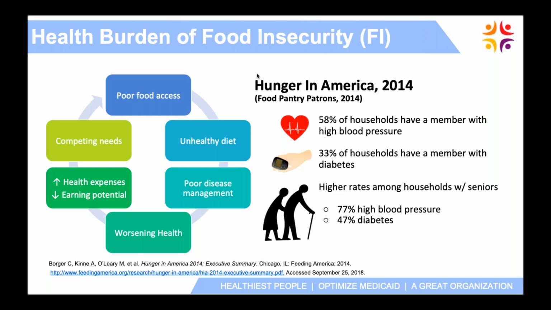So that same study that I mentioned, the 2014 Feeding America Food Pantry Client Survey, also found that about 58% of households had a member with high blood pressure, 33% had a member with diabetes, and then those rates were even higher if those households had seniors present. So they would have higher incidence of high blood pressure and diabetes. And we actually see quite a few seniors with issues related to food insecurity.